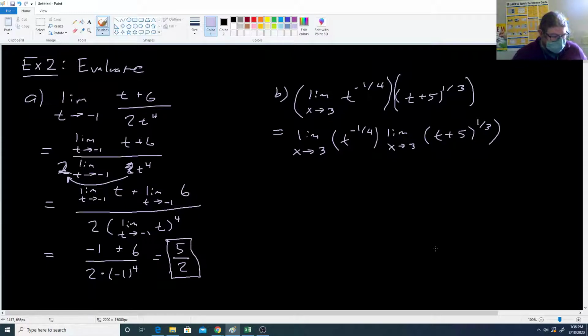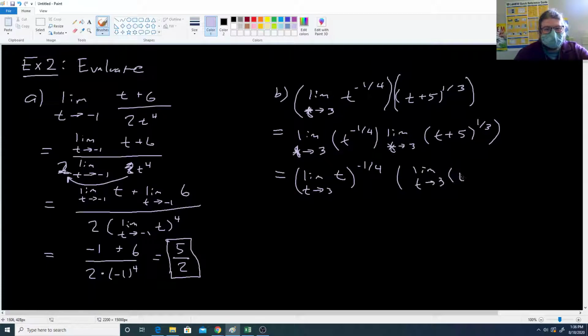So the next step is I'm going to use the power and roots laws to let me pull the limit inside the -1/4 power, and let me pull the limit inside the cube root. Oops, I wrote x here and I've been writing x's on these. This should be t, since all these are t's. We'll change it over here. So t approaches 3 of t itself to the -1/4 power. And then here we have the limit as t approaches 3 of t plus 5 to the +1/3 power.